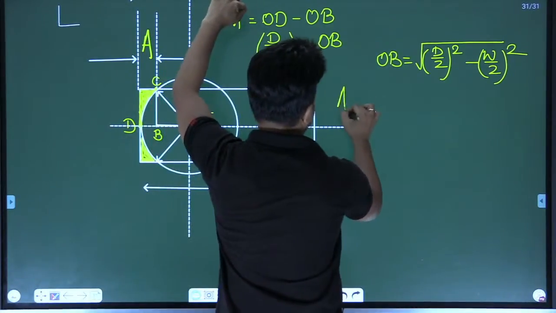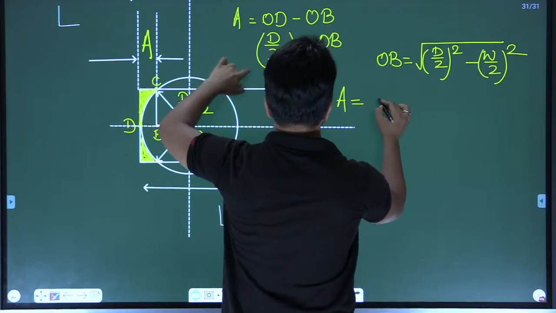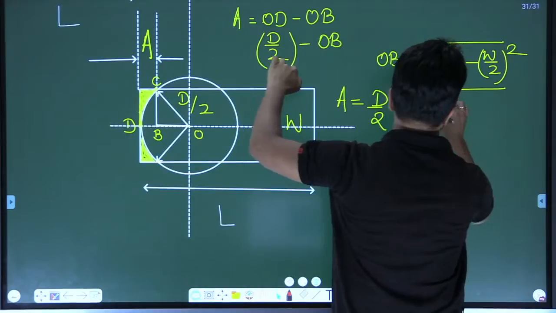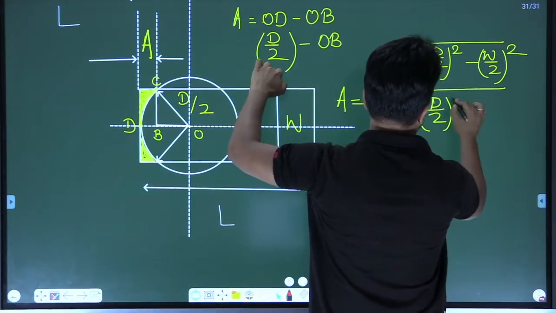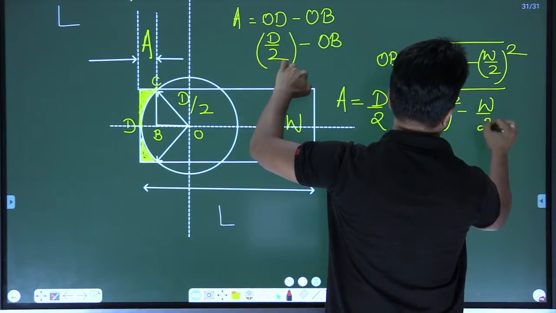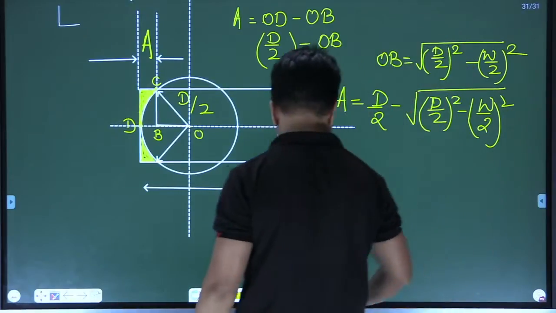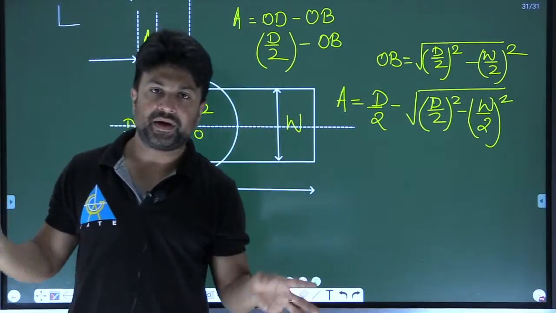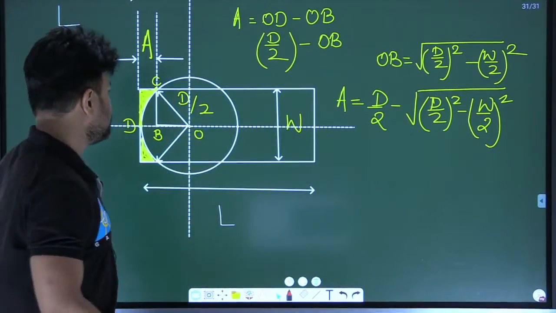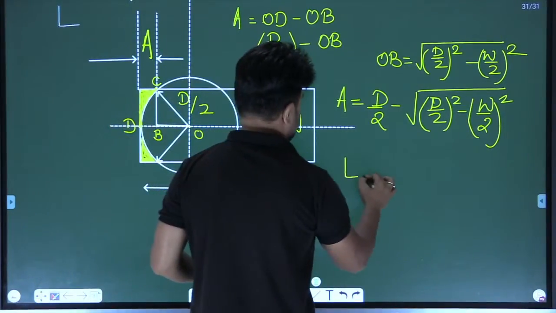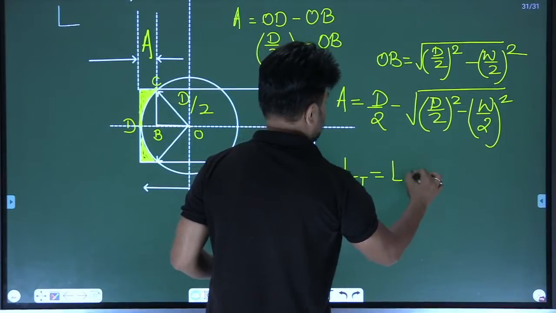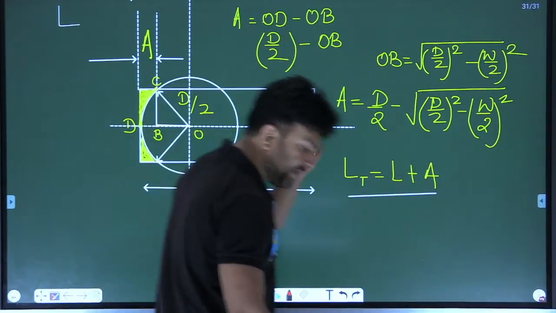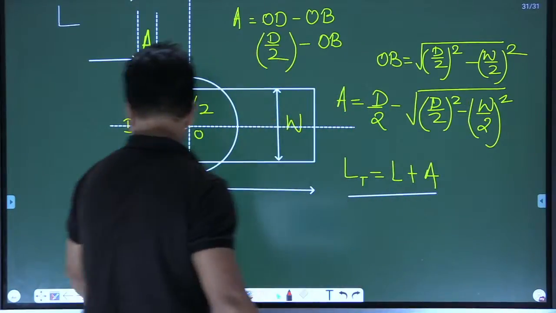So how can you find A? Simple. A equals D by 2 minus root of (capital D by 2) square minus (W by 2) whole square. Right? So simple. So the total machining length in that case is L plus A. My dear, what happened now?